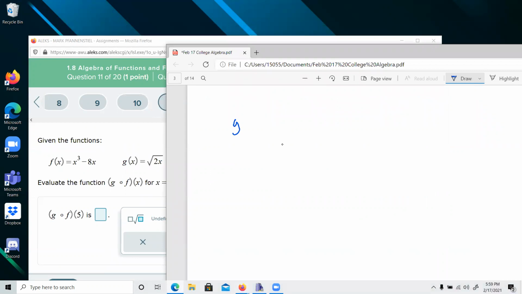Okay, we have g of f of 5. All right. Now, the computational way of doing this is g of f of 5. The way I usually do these is say, okay, what's g say? G is the square root of 2x. What does f say? X cubed minus 8x.